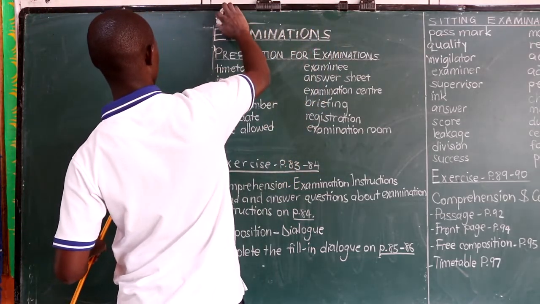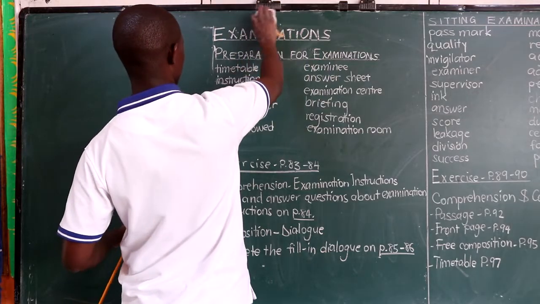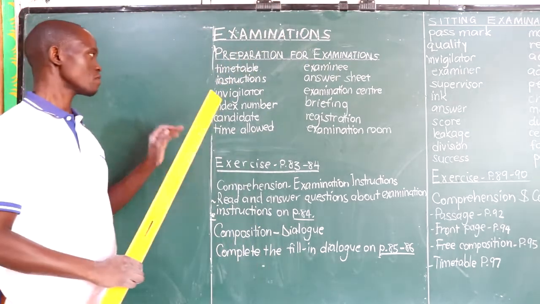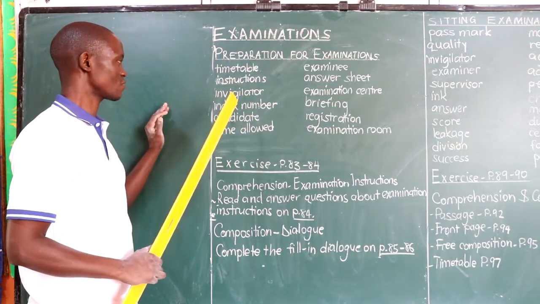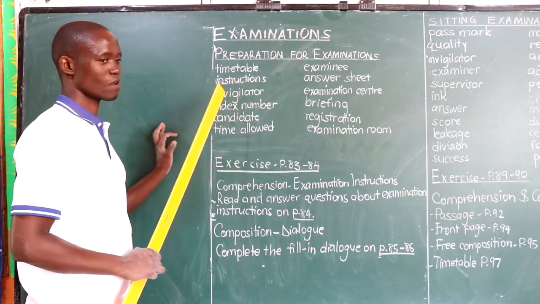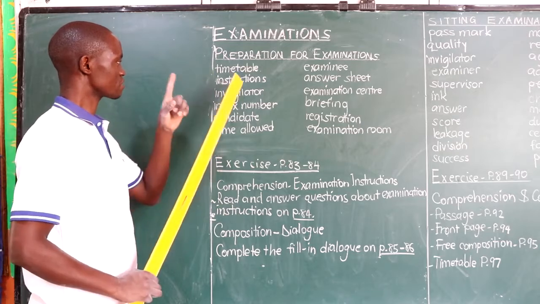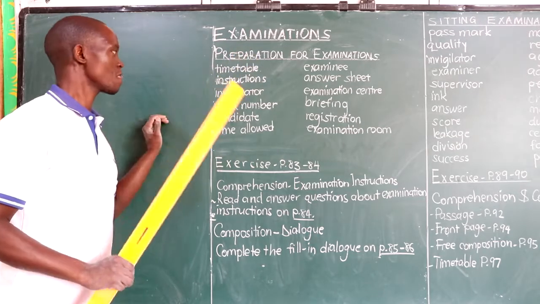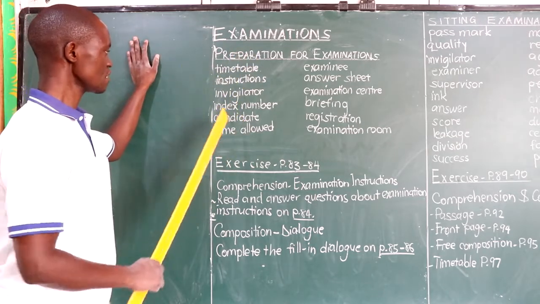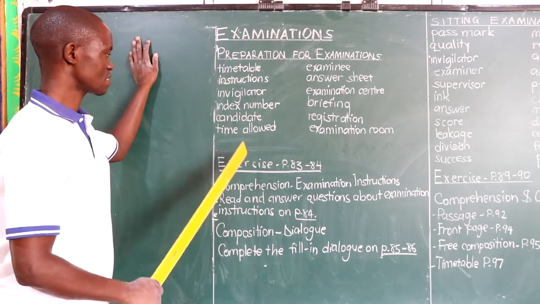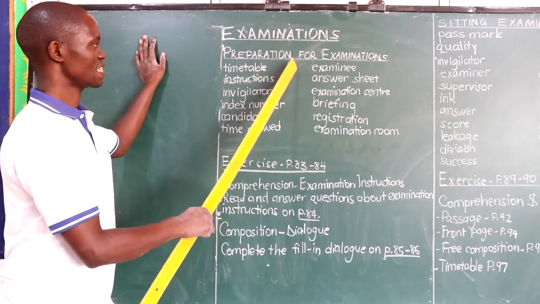Among the new words for the vocabulary we have for you today here is timetable itself. A timetable, that one everybody is used to a timetable, because even our lessons run from the timetables. Timetable, written as one word, remember. Then instructions, invigilator, index number, candidate, time allowed, examinee.